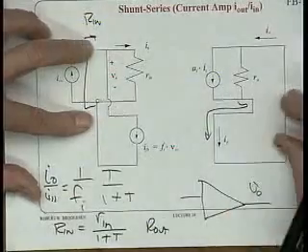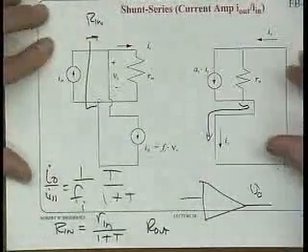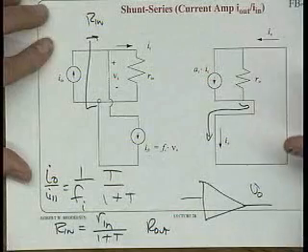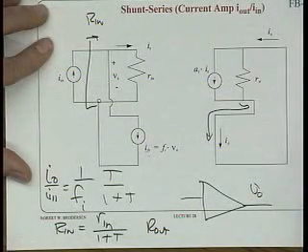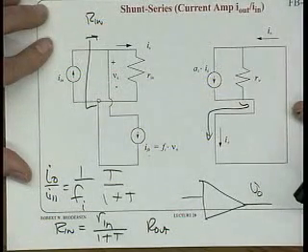R out. We have a current output now. What's an ideal current output? What's an ideal current source? High resistance, low resistance?